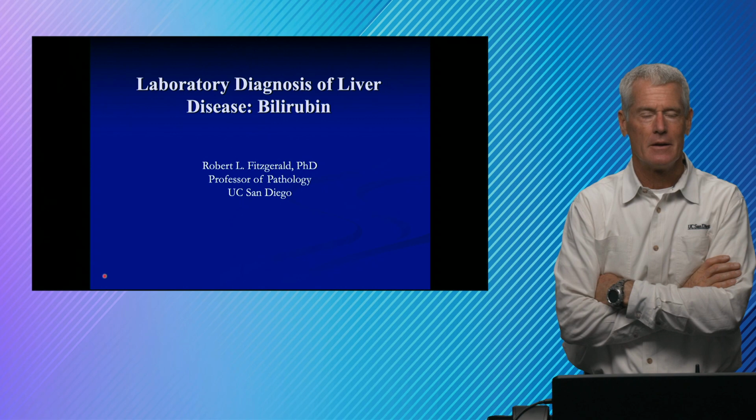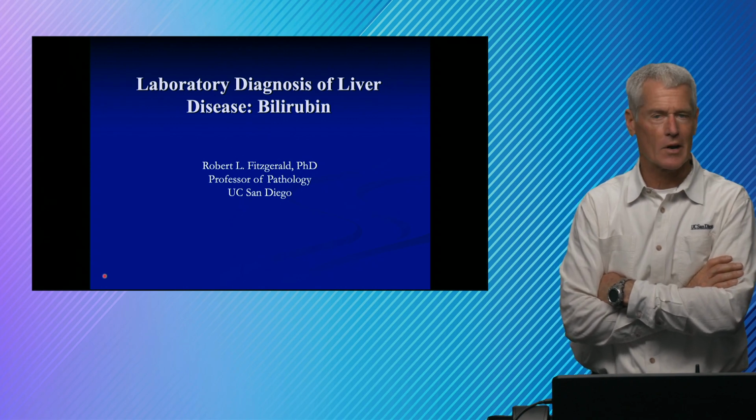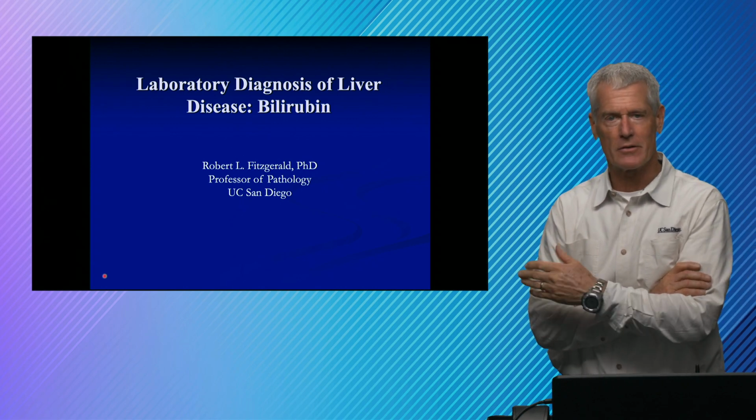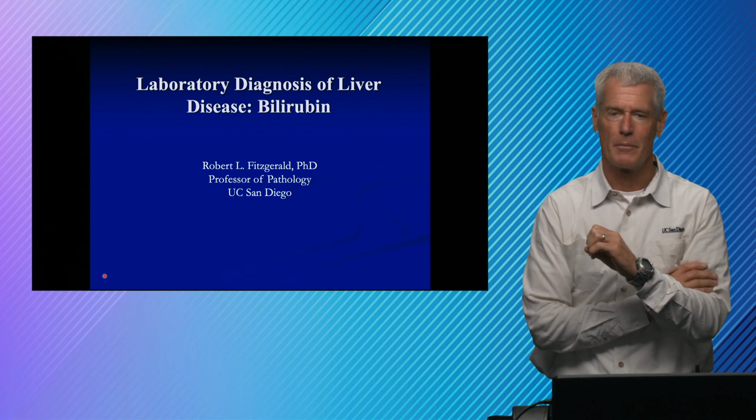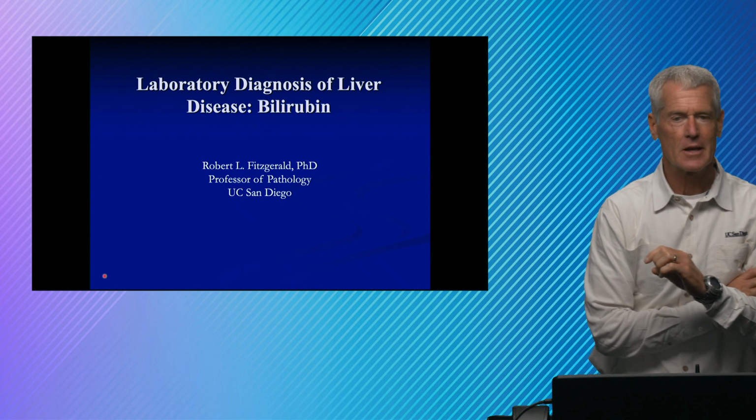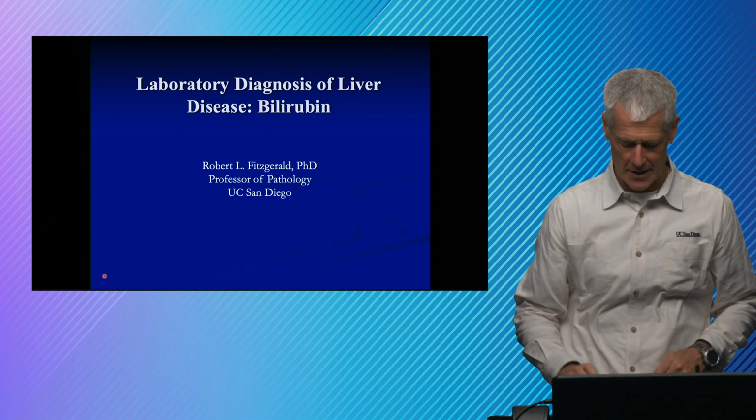We're going to talk about how to use the laboratory to figure out what's going on with your liver, or your patient's liver. And then we're going to focus on interpreting bilirubin. There's a bunch of different forms of bilirubin, and they tell you different things, so we're going to try to make sense out of that.